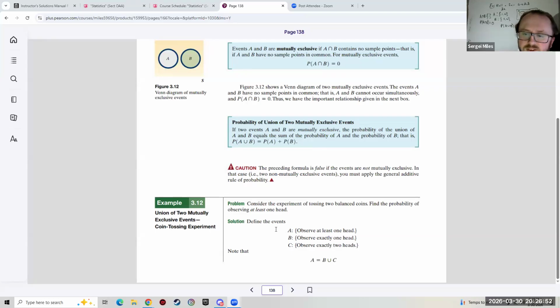Now look at how the events are defined. A is the event that we actually care about. A is the event where I have at least one heads. That means one or two heads. The or is implied there as I say the word at least. The event A is happy if I have one or two.